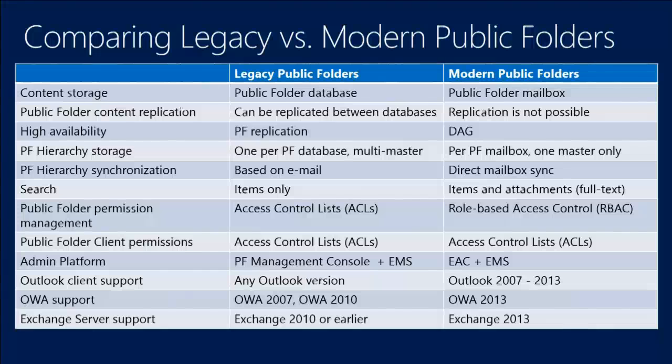Regarding search, basic search was available with legacy public folders. However, in modern public folders, you can also search attachments. So that was enhanced. The public folder permission management is now based on RBAC. However, the client permissions are still ACLs as they used to be. Well, that's required so the client, Outlook, can manage them, of course.